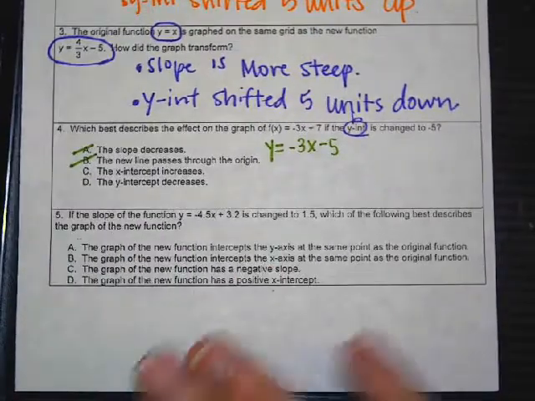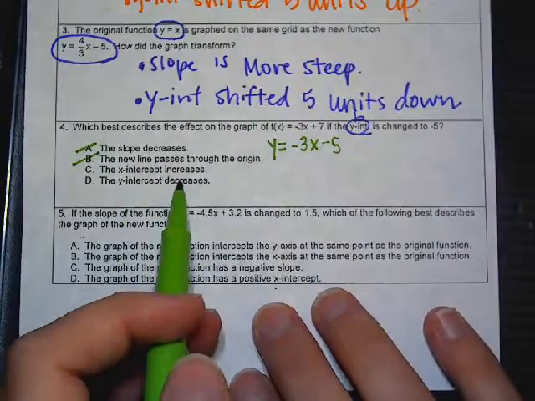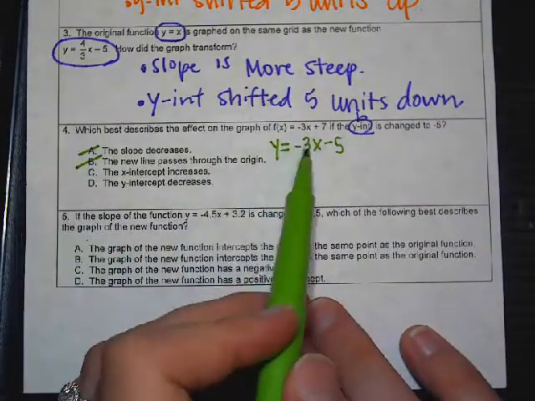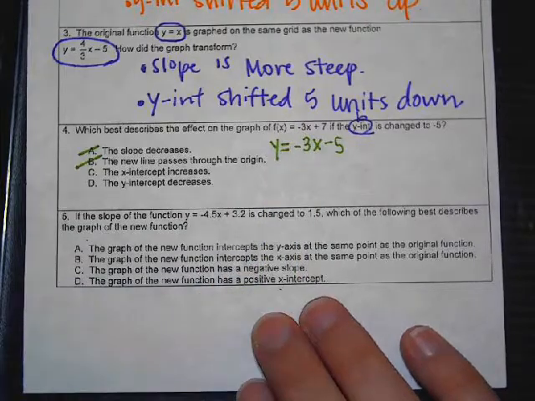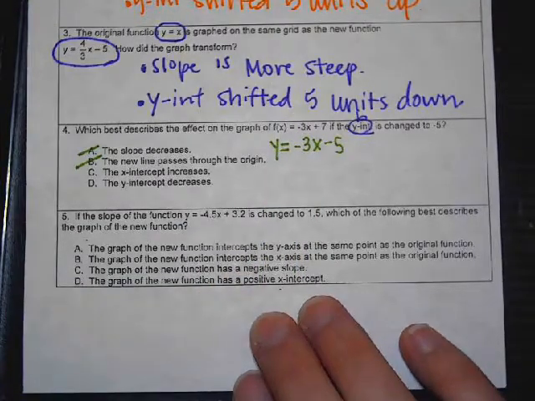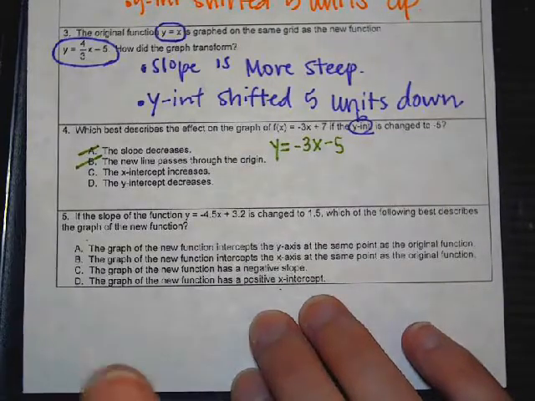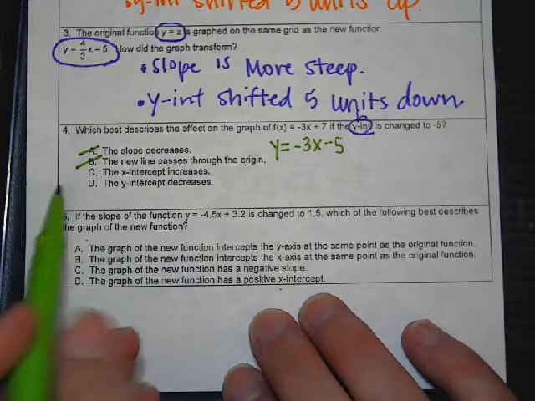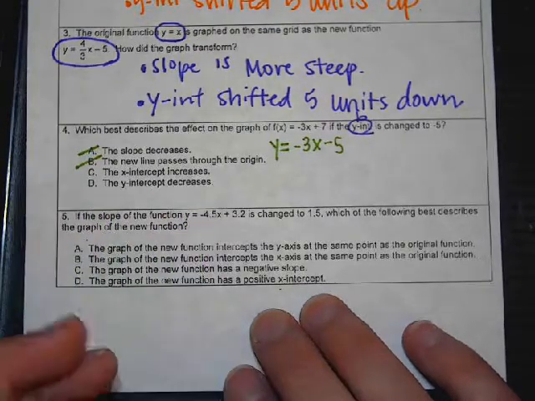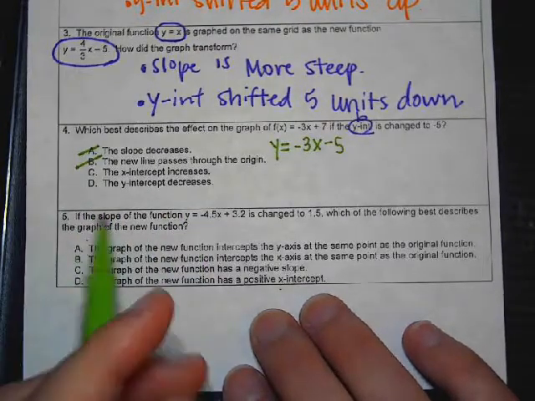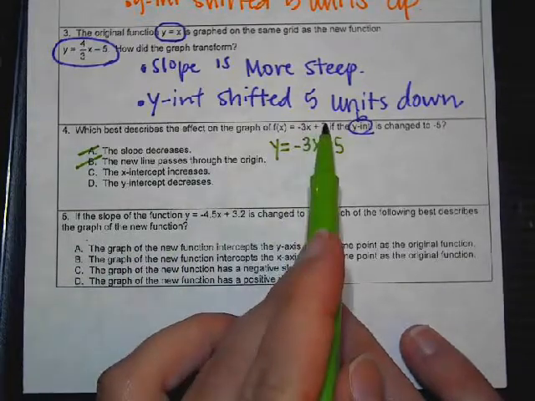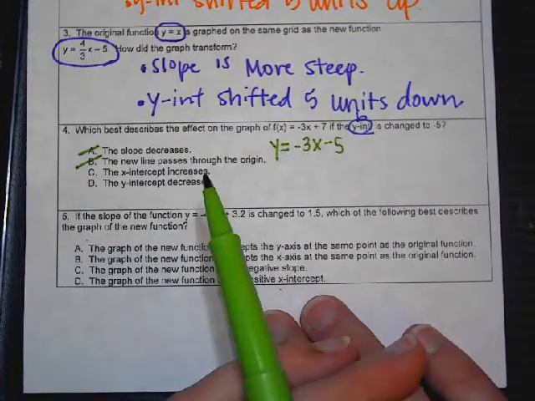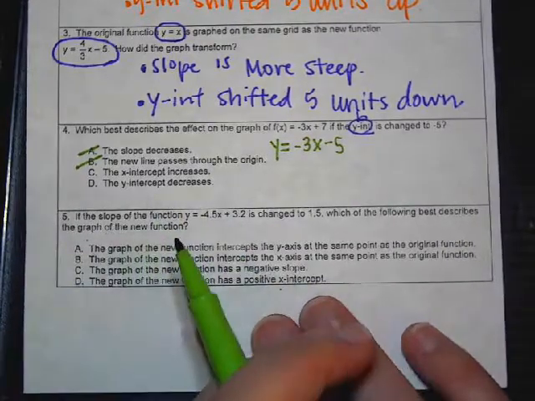C says the x-intercept increases. Nope. How do I know? Because the x is the same. That's slope. The slope is the same. Do I know about the x-intercept? No, I don't know anything about the x-intercept until I graph it. You have to graph it, okay? Hold on. D says the y-intercept decreases. Do I know that? It goes from positive 7 to negative 5. Is that an increase or a decrease? It's a decrease, so D could be right.